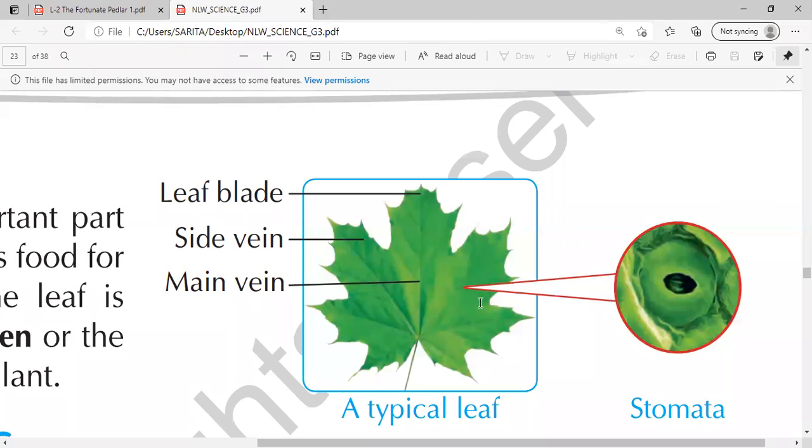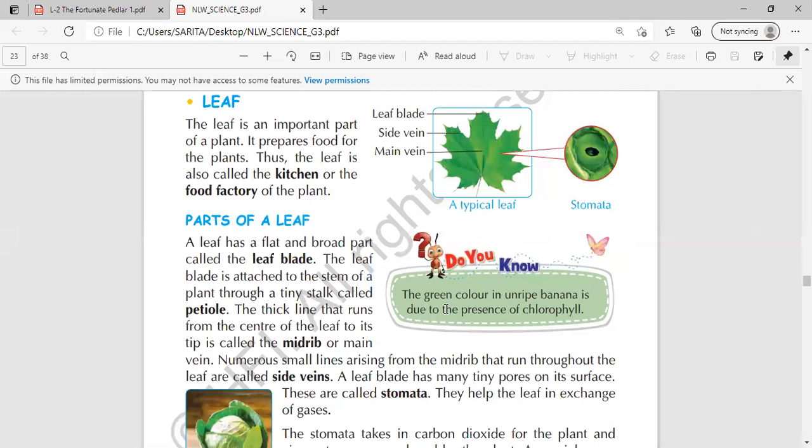The leaf cooks food for the plant. It is called the kitchen of the plant, or the food factory of the plant. Through these holes, plants take in carbon dioxide and give out oxygen made by them. Plants give us oxygen through these tiny holes. So that was all about the leaf.